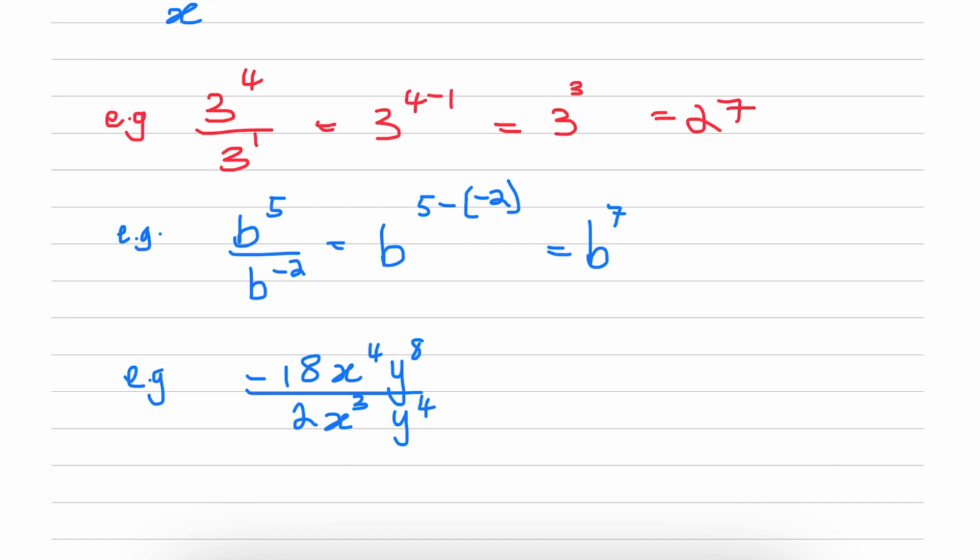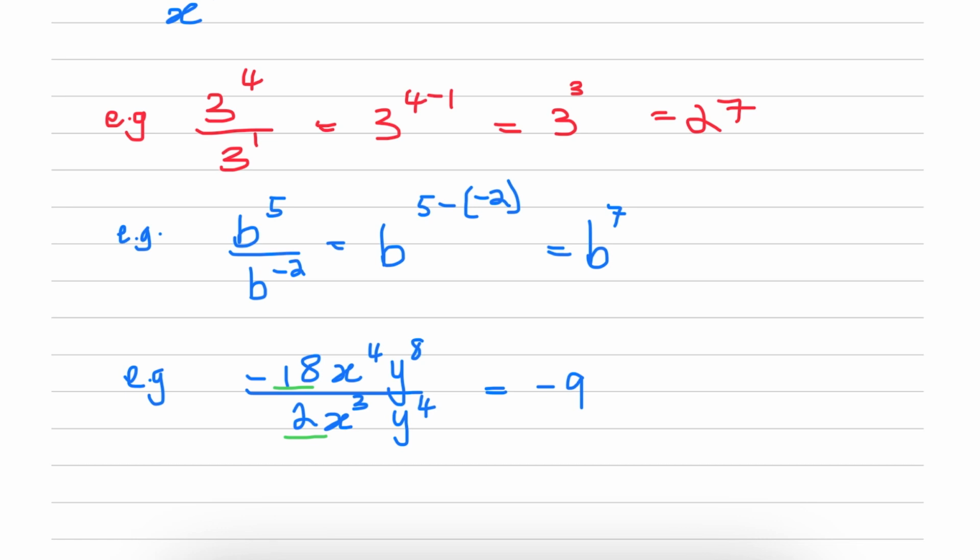Okay, I'm going to write down another example that's maybe just slightly more complicated than these. So negative 18 times x to the power of 4 times y to the power of 8, all divided by 2 times x to the power of 3 times y to the power of 4. Okay, again we'll start with the numbers. Let's do negative 18 divided by 2. With the numbers, you're just going to work with them like you usually would. 18 divided by 2 is 9. So your answer is negative 9.